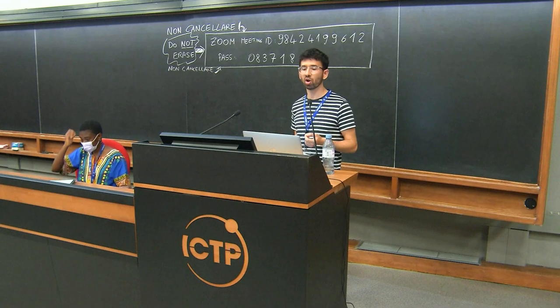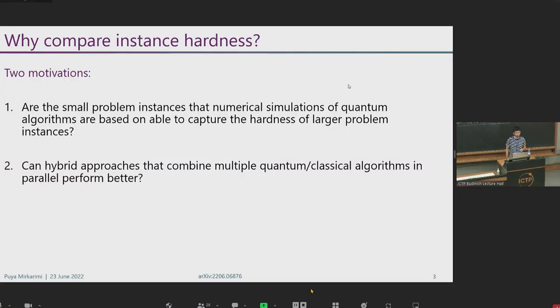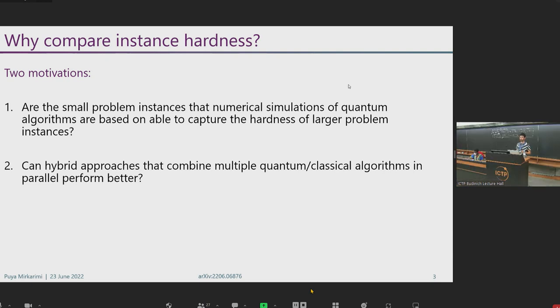So why do we want to compare the hardness of problem instances for the different algorithms? Well, there are two motivations. Firstly, we want to find out whether small-sized problem instances are a good representation of larger problem instances in terms of hardness. And this is an important question to consider for many studies that numerically simulate these algorithms on small sizes. Secondly, we want to find out whether a simple hybrid approach that runs some combination of a quantum and/or classical algorithm in parallel is able to perform well. So the intuition here is that if two different algorithms find different instances easier and harder, then one algorithm can speed up the instances that are hard for the other algorithm.